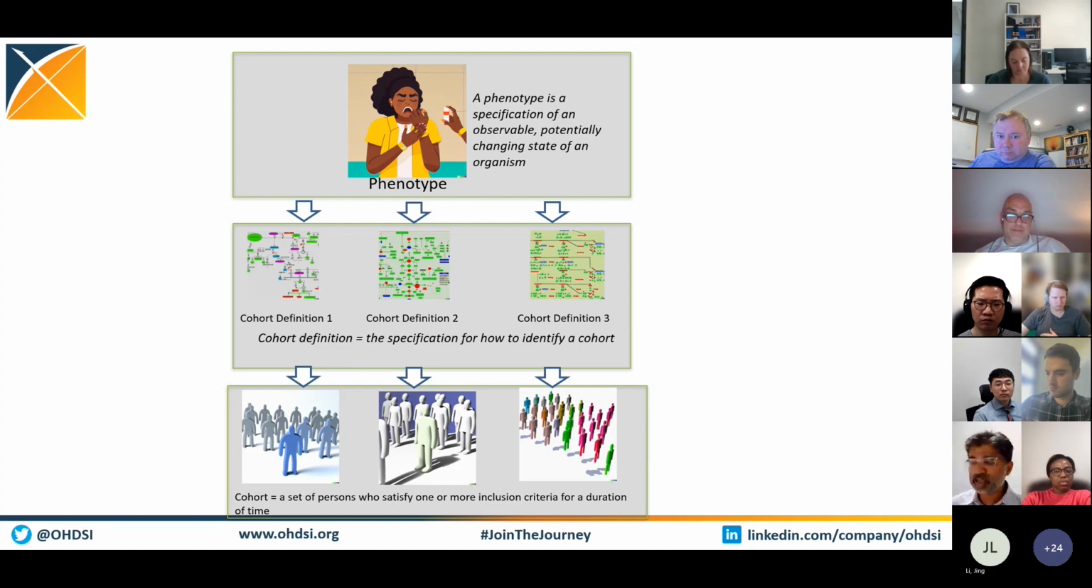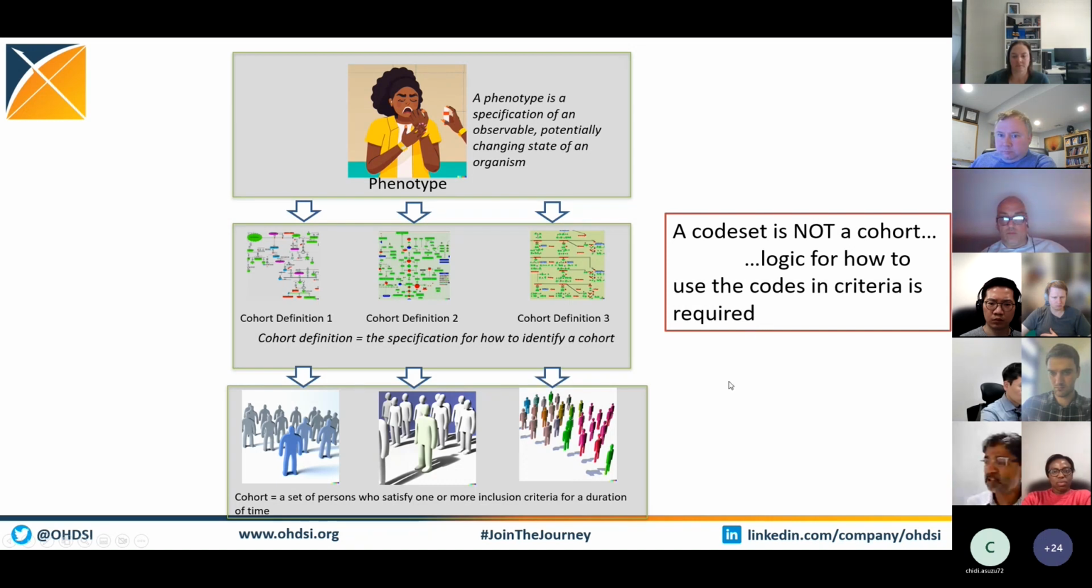What is a cohort? A cohort is a result of applying the SQL code or the cohort definition logic on your data source, which is in the common data model format. So the cohort is a set of persons who satisfy one or more inclusion criteria for a duration of time. So we have the idea of a phenotype, we have the idea of cohort definitions. One phenotype may be represented by one or more cohort definitions. Each cohort definition materializes into a cohort, and a cohort may be a set of 0 or more persons.